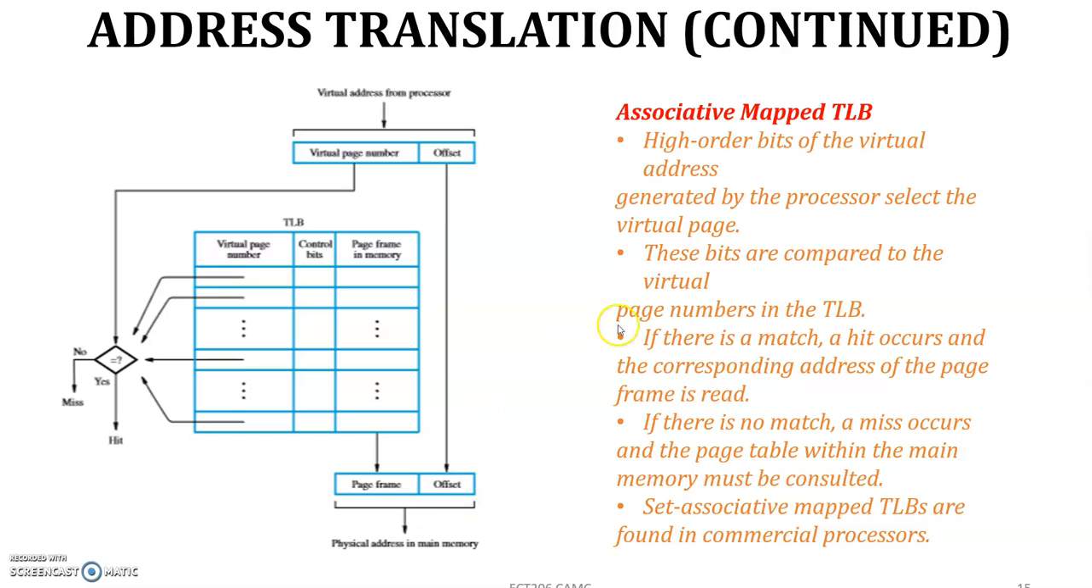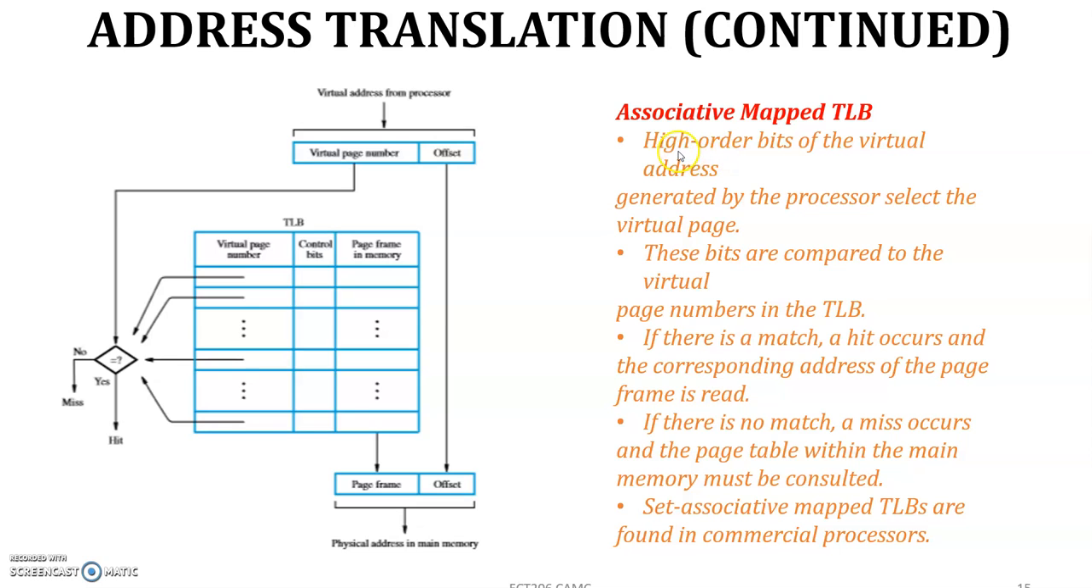So here this is the translation look-aside buffer. In the translation look-aside buffer we also have the virtual page number. In addition to this, we place the virtual page number in the translation look-aside buffer. So the page table contains the page frame and control bits, but in the translation look-aside buffer we include the virtual page number also.